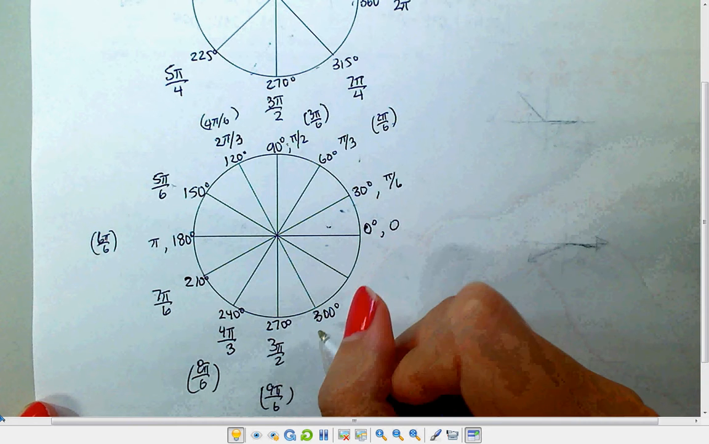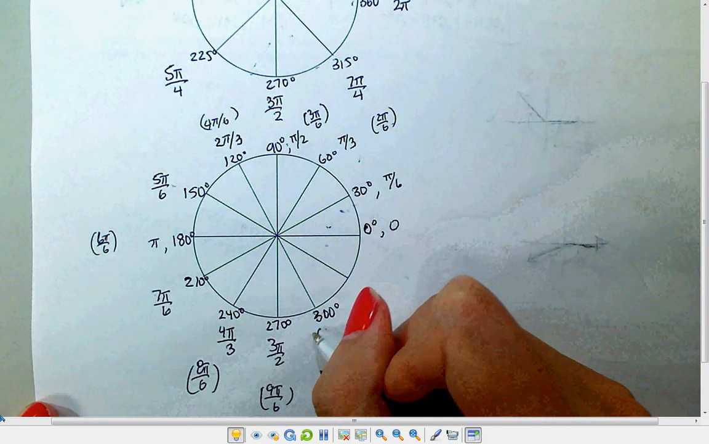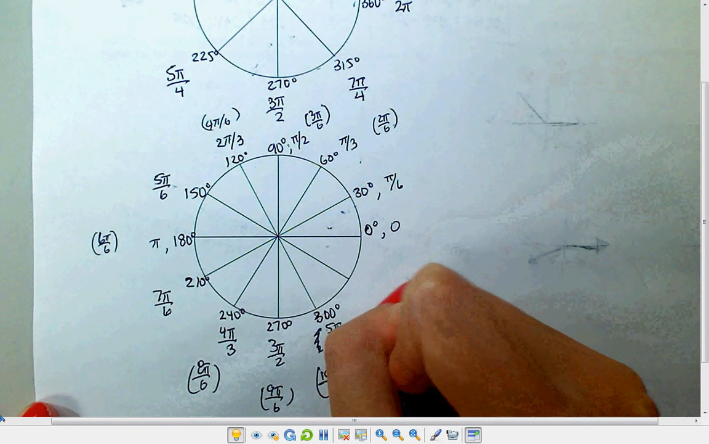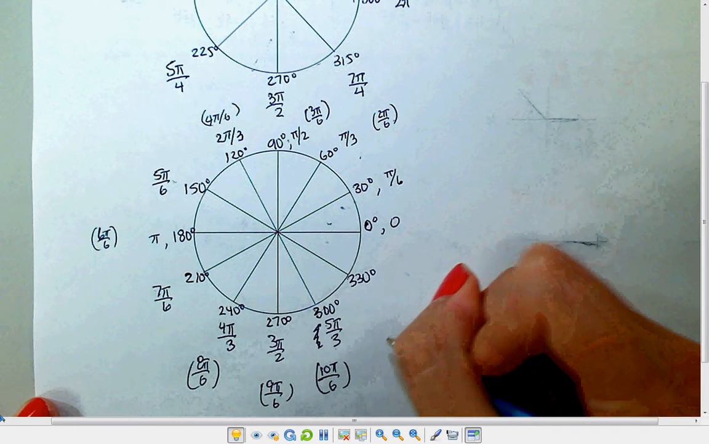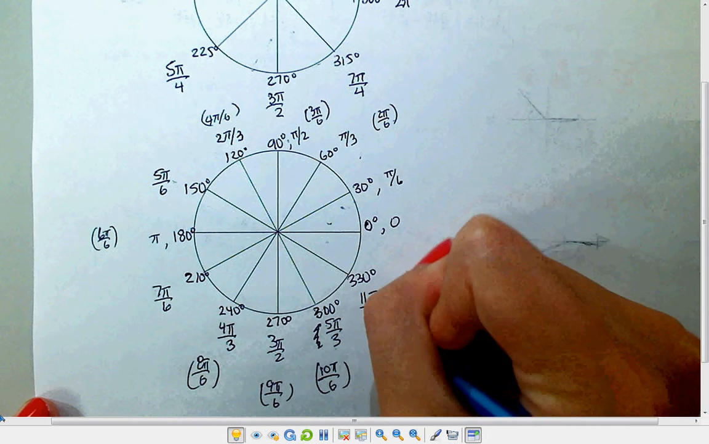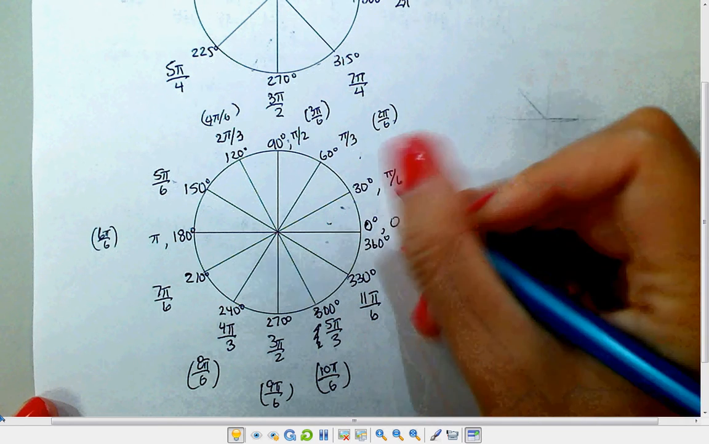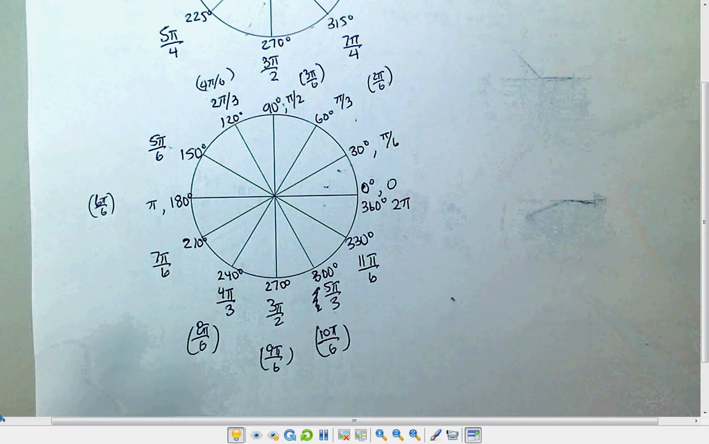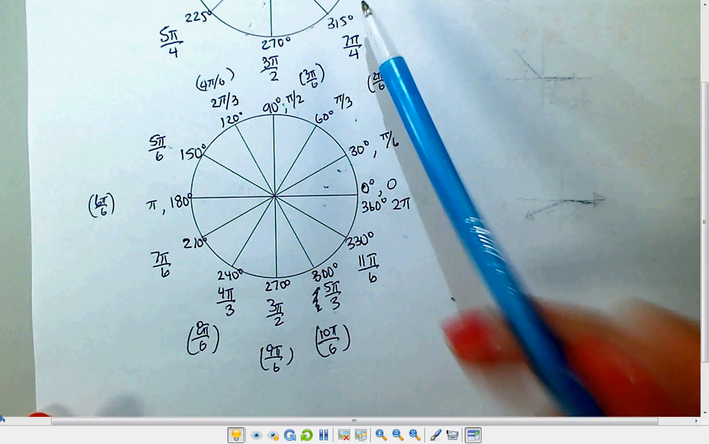300 is 10 pi over 6, which is 5 pi over 3. And then 330 is 11 pi over 6. Finally, we're back to 360, or 12 pi over 6, which again is just 2 pi. So those are all of our special angles, multiples of 30. And then up here were multiples of 45.